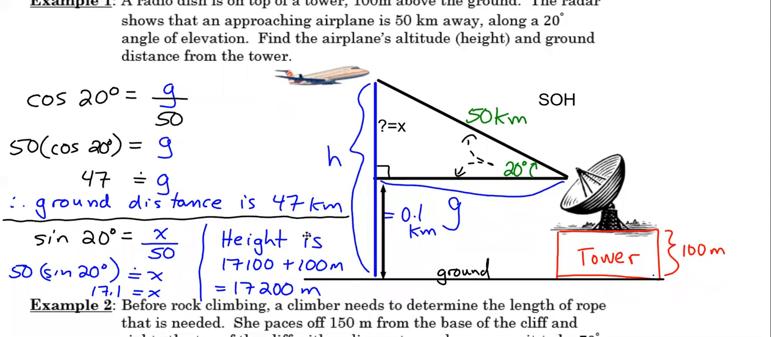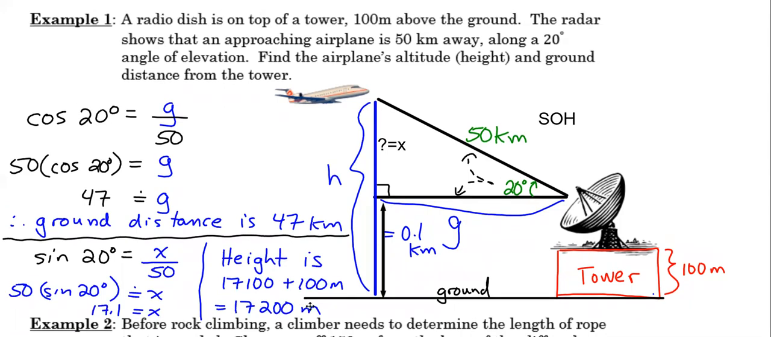But don't forget the height, or the altitude of the plane, is that answer x, that measurement there, plus the 0.1 kilometers. Now, you could easily add the 0.1 to the 17.1 and get 17.2, or you may find solutions in the back of the book use meters, so change it to meters. That's why I've just showed you how to do that here as well. Either way, it doesn't really matter.